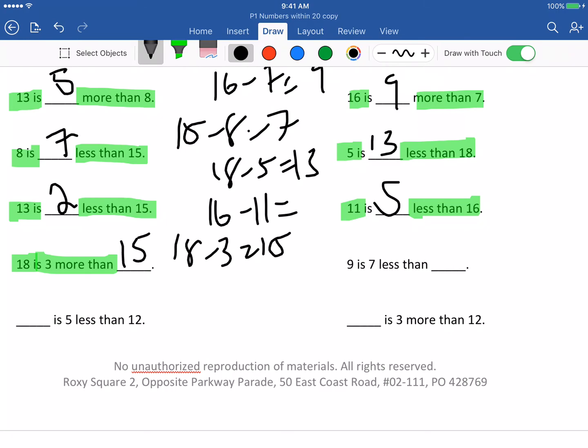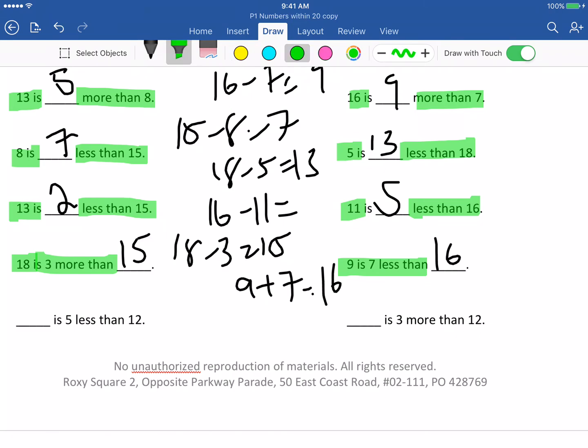Okay, so I think the most important thing about this kind of question is actually not to memorize that more than is plus and lesser than is minus. Look at how the question is structured, and then from there you reason it yourself. Once you get the answer, you put it back in and read the sentence again and see whether it makes sense to you or not. Okay, 9 is 7 less than 16, since 9 plus 7 is 16.